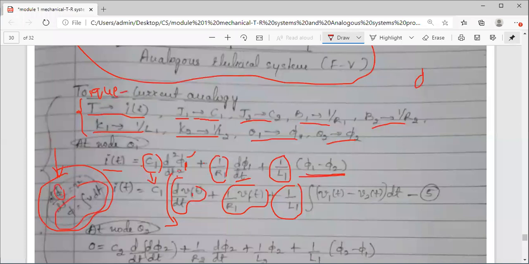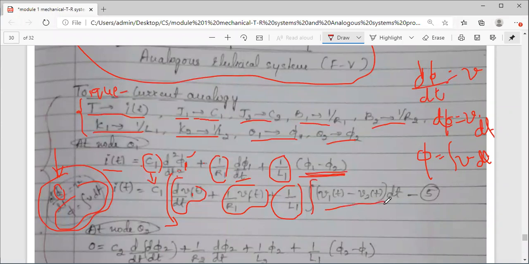Hope you understood this. d phi by dt is equal to V. So d phi is equal to V into dt, or total phi is equal to the integration of V dt. Okay, so that I have replaced. Phi 1 minus phi 2 is the integration of V1 minus V2 over dt, and don't expand it. We require this. This indicates a shared element. Let this equation be denoted as equation 5.